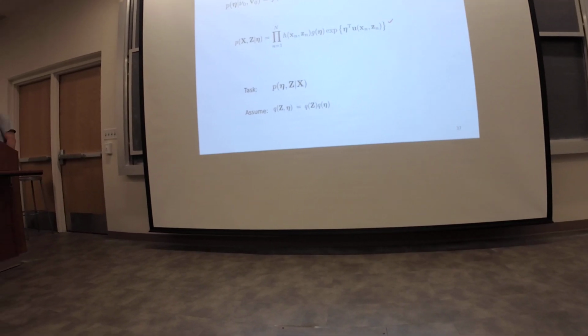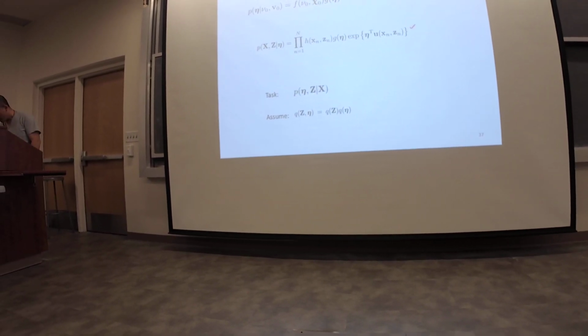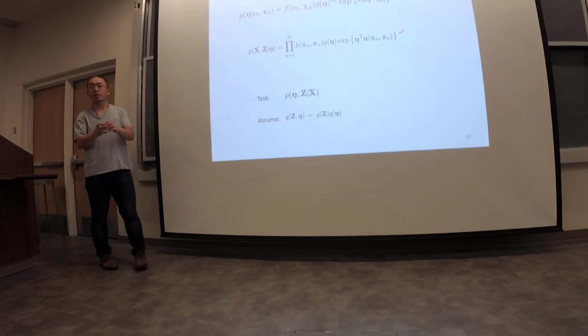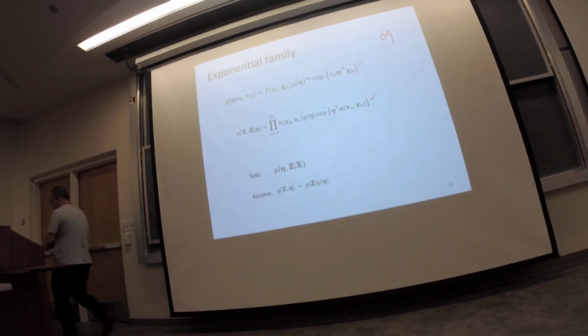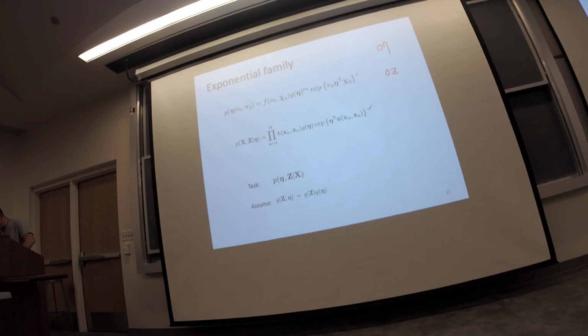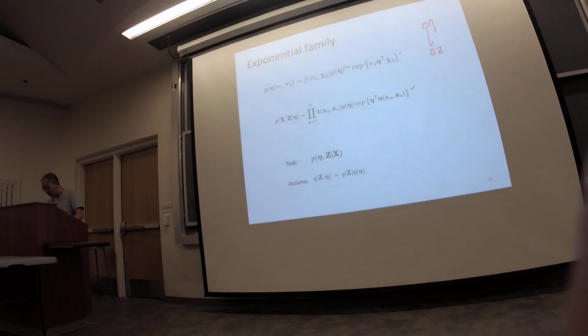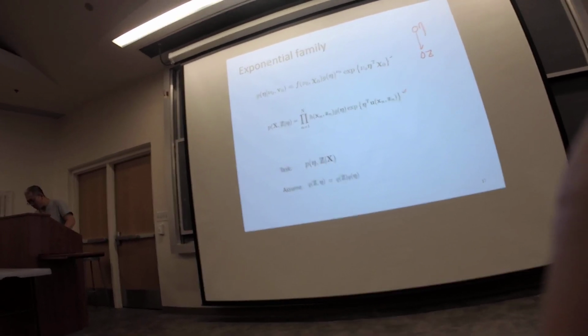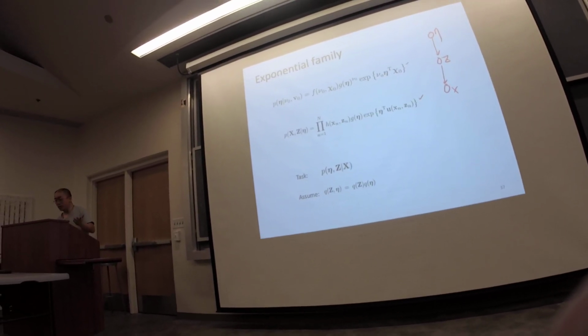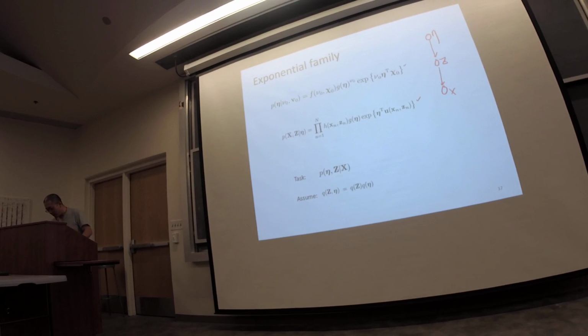Suppose your random variables consist of two parts: one is eta, and the other is z. You first sample eta from some prior, and then given eta, you sample z, and given z, you sample x. Here we assume the prior for eta is conjugate to the likelihood of z and x, and the likelihood of z and x is an exponential family.